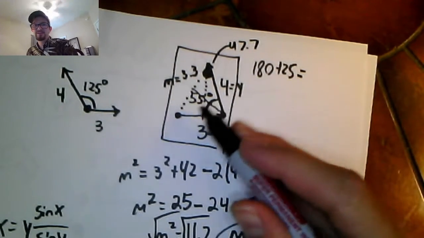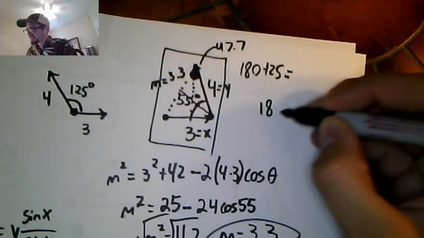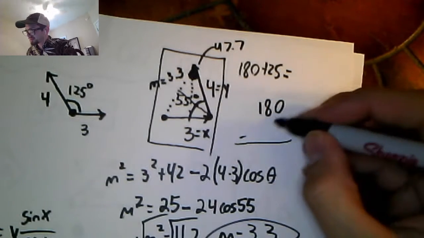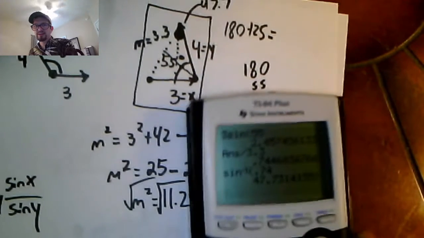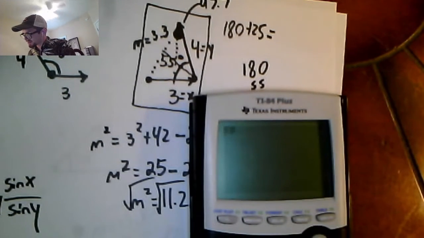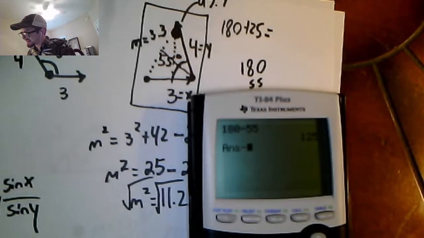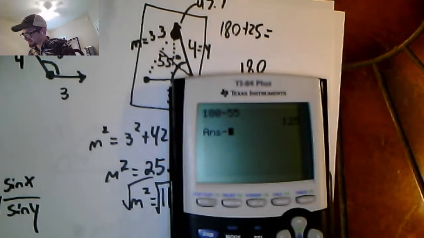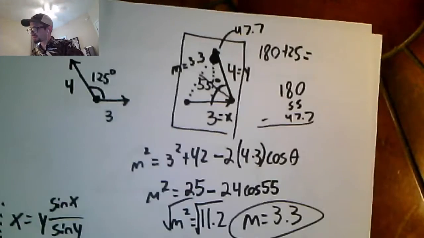So now I have an angle of 55 and an angle of 47.7. So I subtract both of those numbers from 180, and I will get my third angle, and then I'm done. So 180 minus 55, then that number minus 47.7. And I get 77.3.